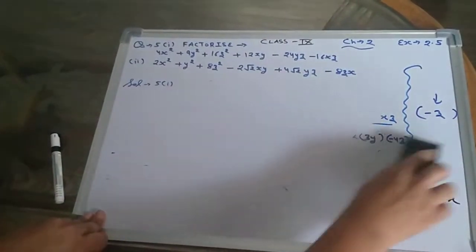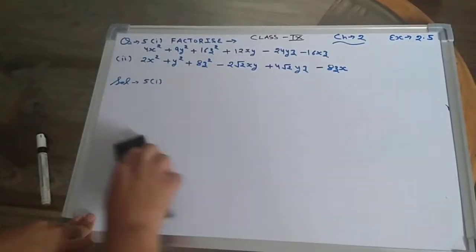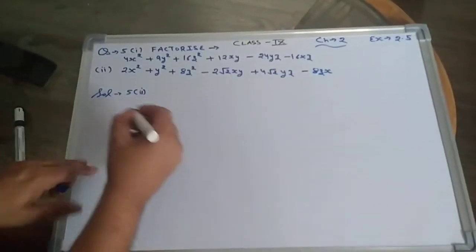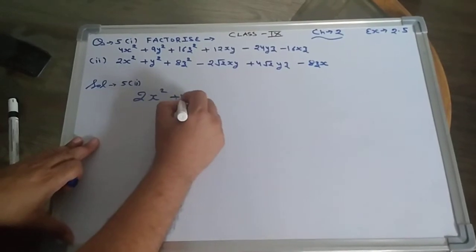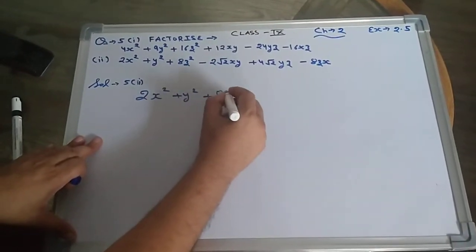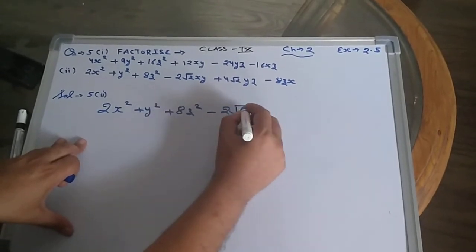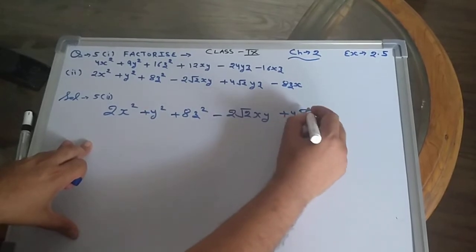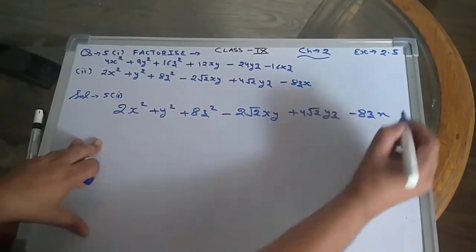Again, we use the same technique to make the factors of the second part. Now let us start with the question. Our second part is 2x square plus y square plus 8z square minus 2 under root 2 xy plus 4 under root 2 yz minus 8zx.